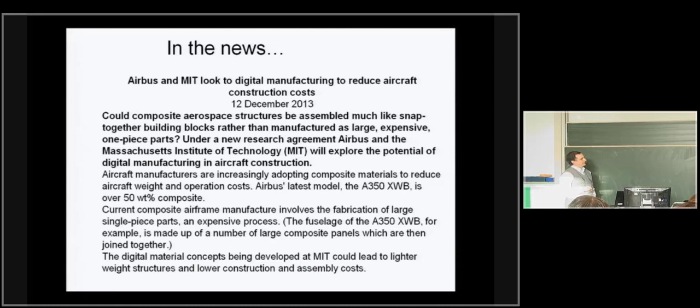The fuselage of the A350 XWB, for example, is made up of a number of large composite panels which are then joined together. That's an interesting problem, and let's see how much you guys know about composite manufacturing or manufacturing in general. If I'm trying to make a fuselage which has a circular cross-section, option number one is to make it in a single piece. Let's assume that you have the money to have the mandrel or the mold, so that you can cure it in a single piece. Option number two is to make it in two pieces, which are connected, here and here, let's say. Option number three is to make it in four pieces.